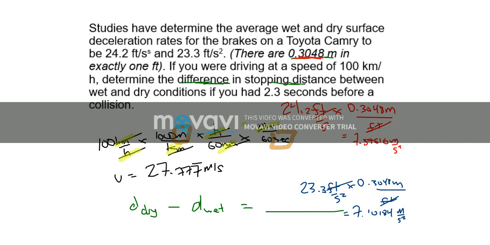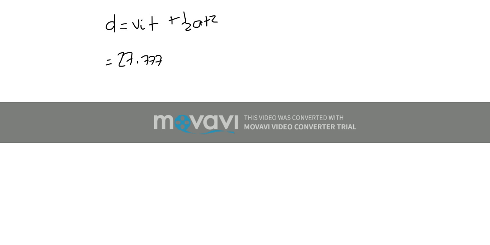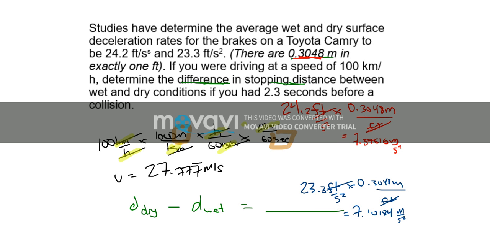So I think I'm now ready to do my math, only I'm going to need to go to a new page. So here's my formula. D equals V initial T plus 1/2 A T squared. So I'm going to do this twice. My initial velocity was 27.7 repeating, and I'm going to use the entire number. And I'm going to multiply by my time, which was 2.3.